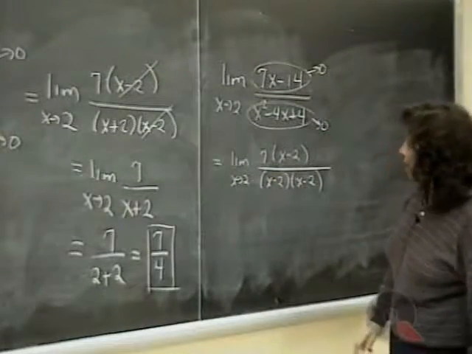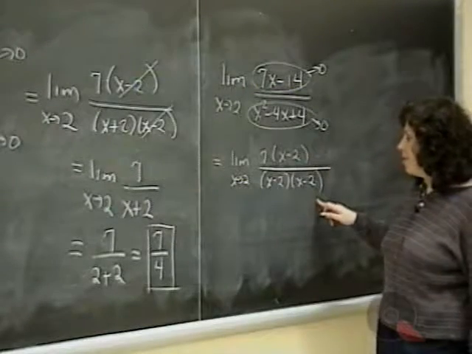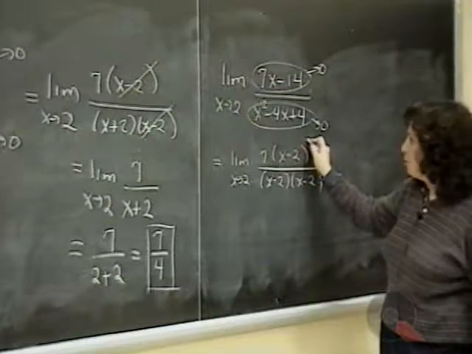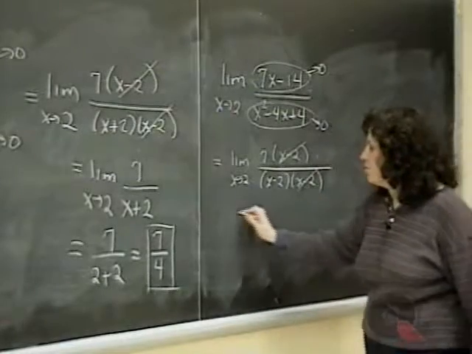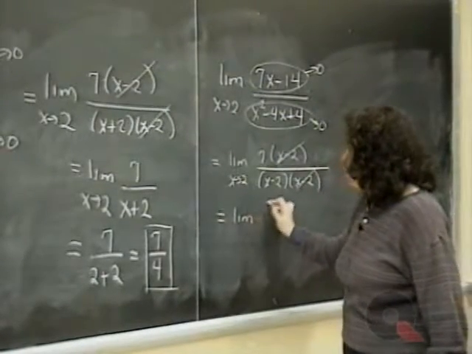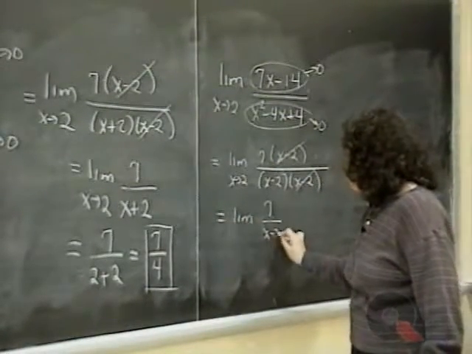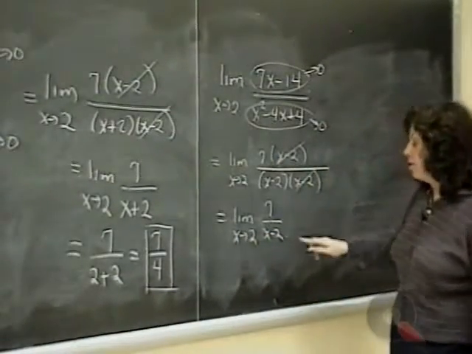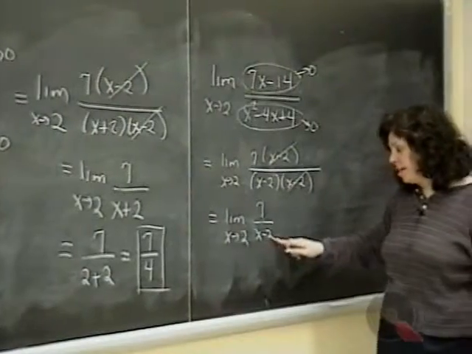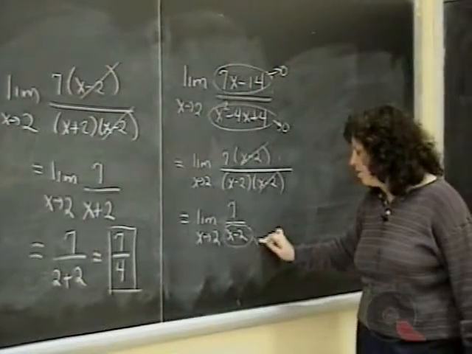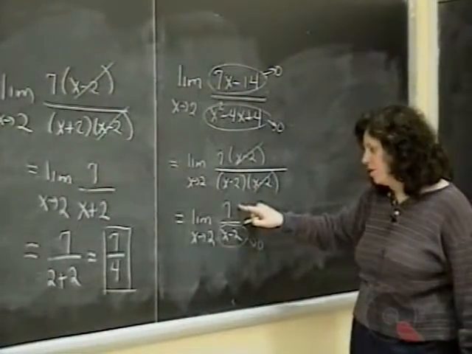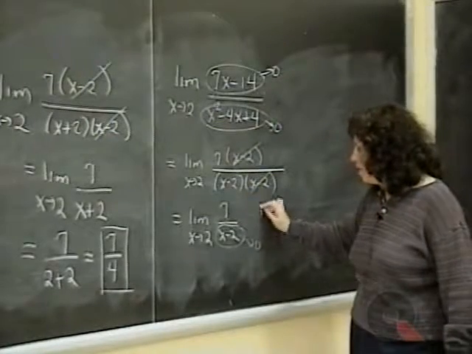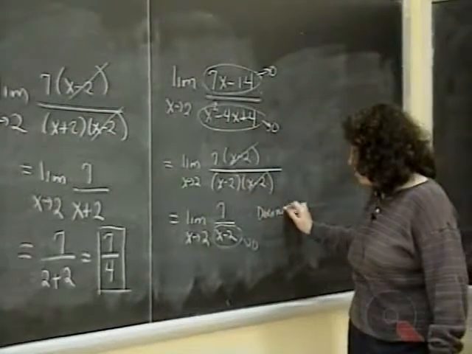And if we divide numerator and denominator by x minus 2 as we did in the preceding problem, this reduces now to the limit of 7 over x minus 2 as x approaches 2. And earlier today we saw that in this case the bottom is going to 0, but the top is not going to 0, and this limit does not exist.